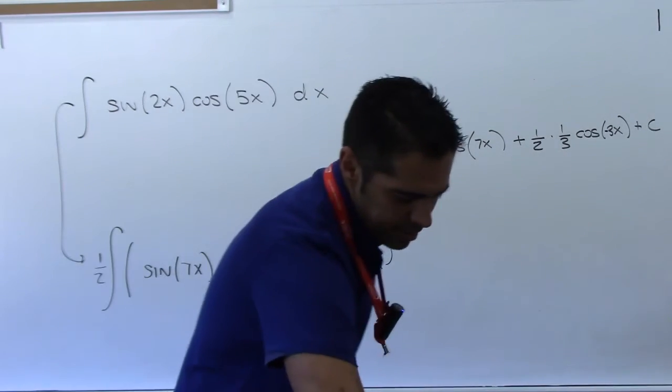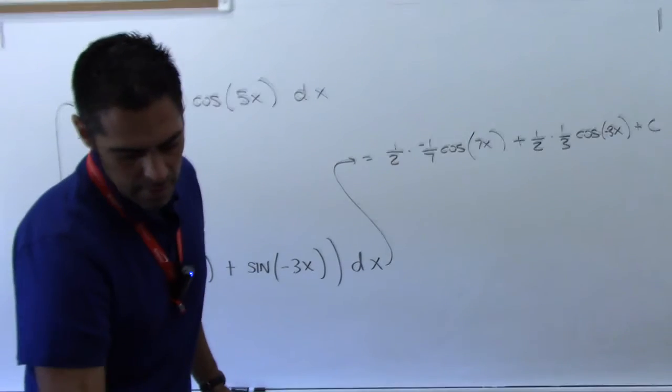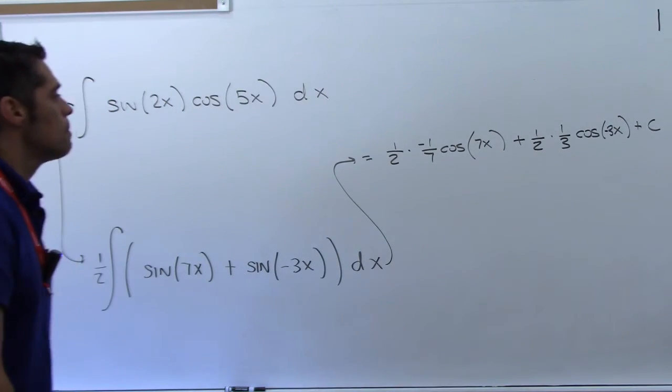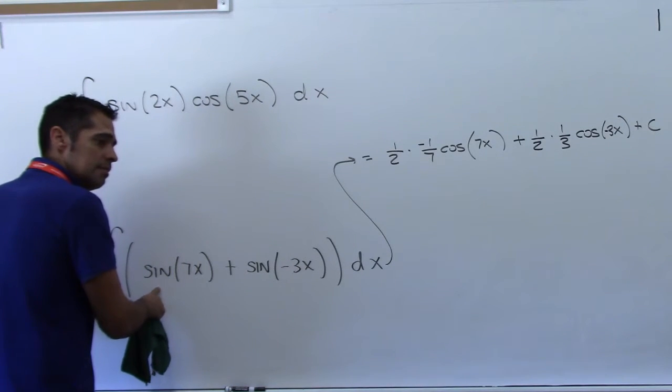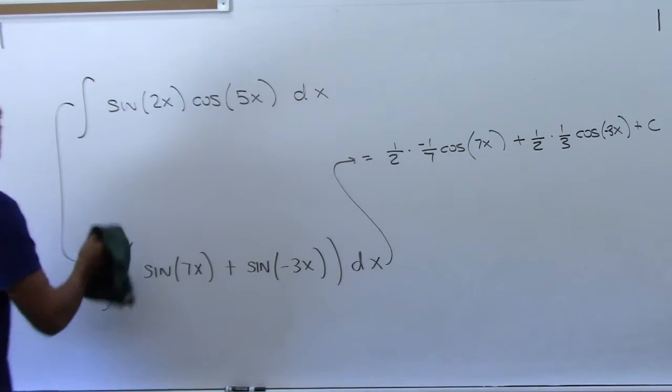All right, let's look at, real quick. Yeah, why is the 1/7 negative? Because the antiderivative of sine is negative cosine. Oh, okay, gotcha.